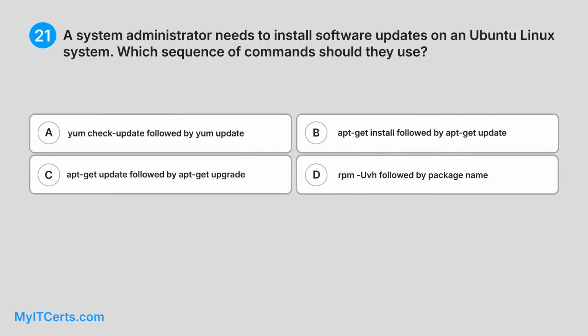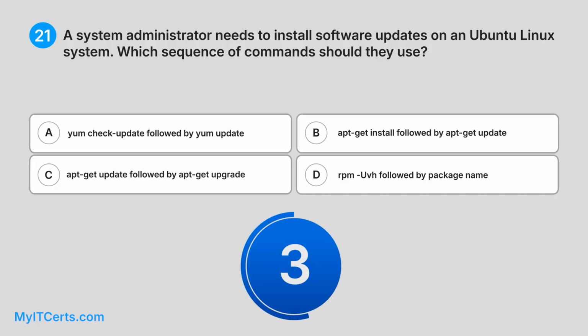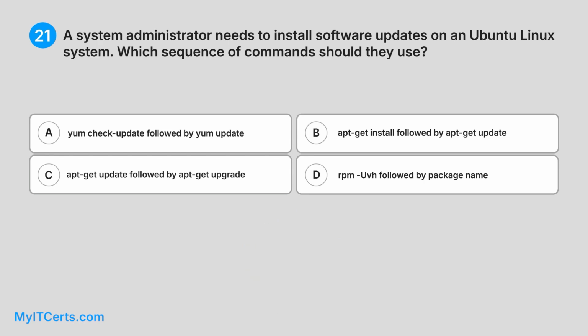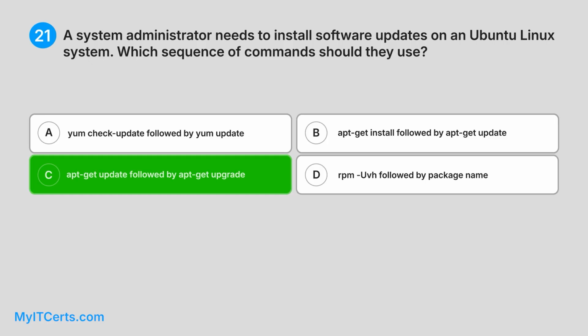21. A system administrator needs to install software updates on an Ubuntu Linux system. Which sequence of commands should they use? A. yum check-update followed by yum update. B. apt-get install followed by apt-get update. C. apt-get update followed by apt-get upgrade. D. rpm -Uvh followed by the package name. What do you think is the answer? Correct answer. C. apt-get update followed by apt-get upgrade.